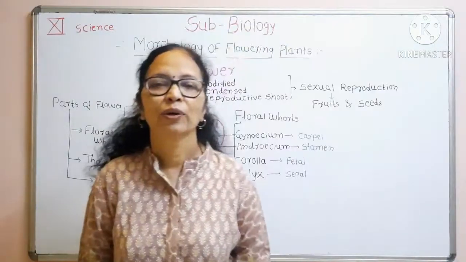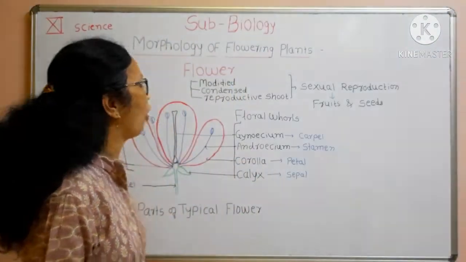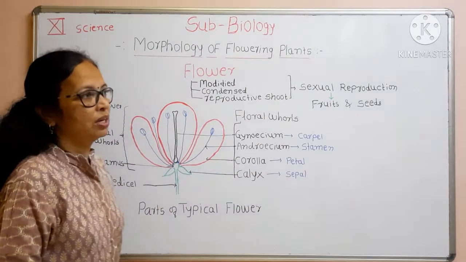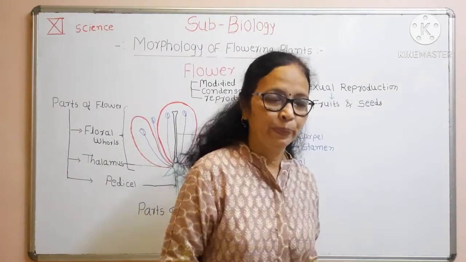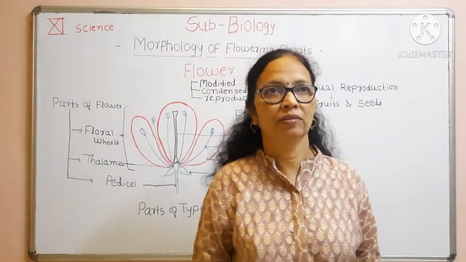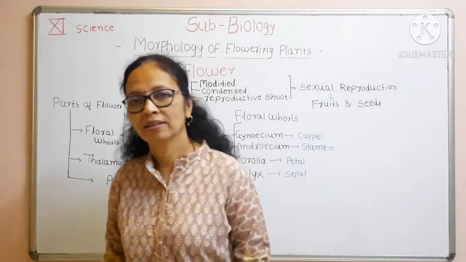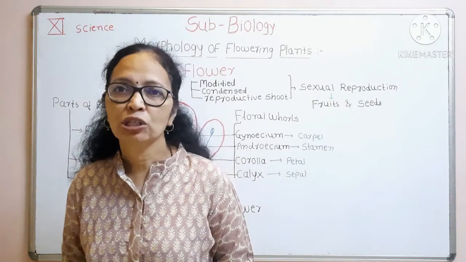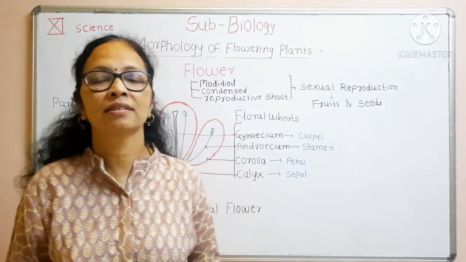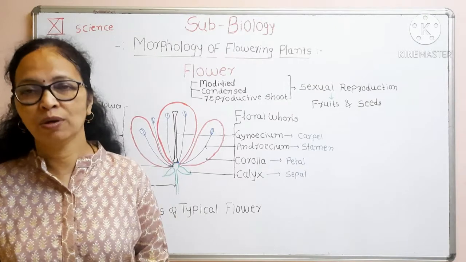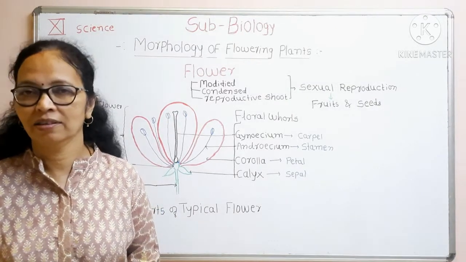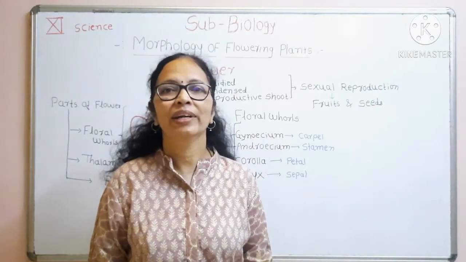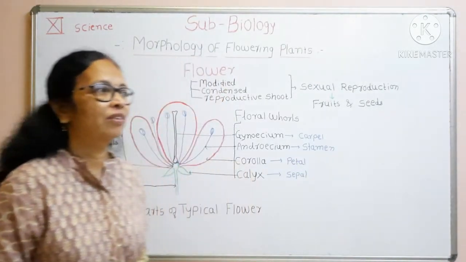Hello friends, we are going to take the information of flower. So here, we already know the angiospermic plant is characterized by the presence of flower. Angiospermic plant is also called as a flowering plant because they produce the flower. So what is flower? First of all, we take the definition of flower.